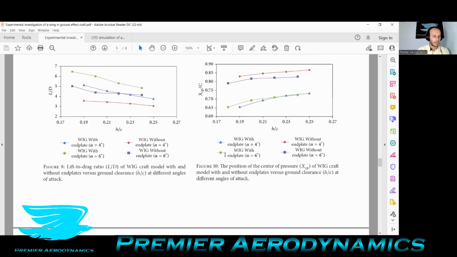And finally, they looked at the height of static stability of the wing craft model for both with and without end plates, which was negative with respect to ground clearance. So that means that the craft is statically stable for both, which is good for safety reasons.